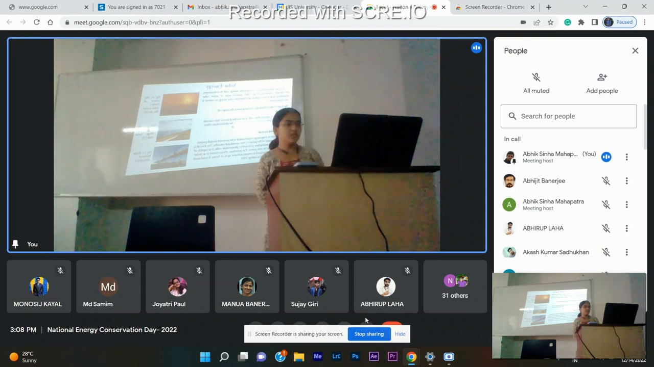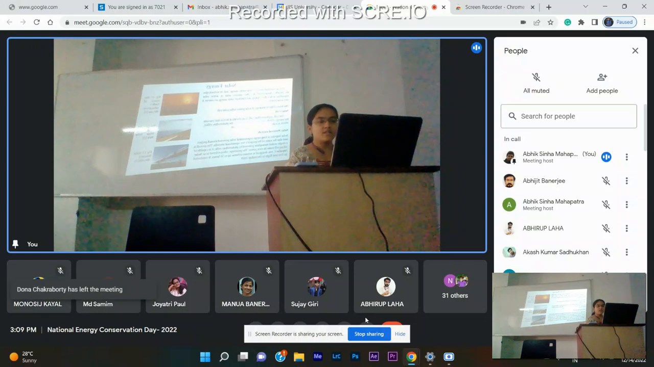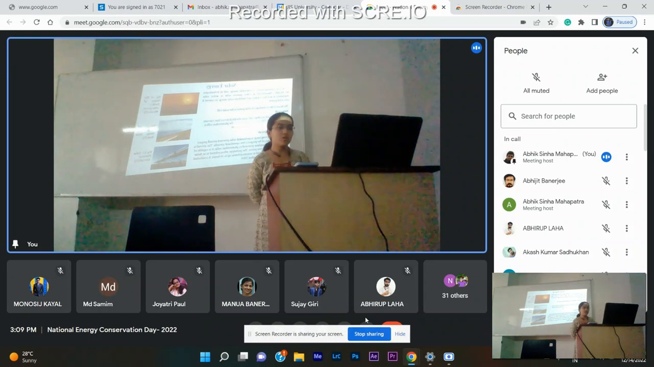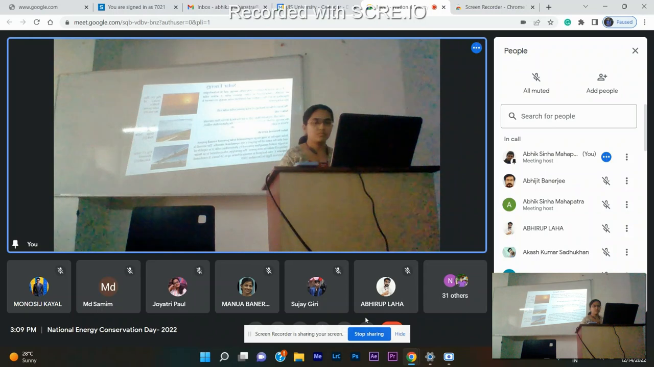Now, solar energy. Solar energy is an essential source of renewable energy, and its technologies are broadly categorized as either passive solar or active solar, depending on how they capture and distribute solar energy or convert it into solar power. The heart of the technology of solar power is the solar cell.